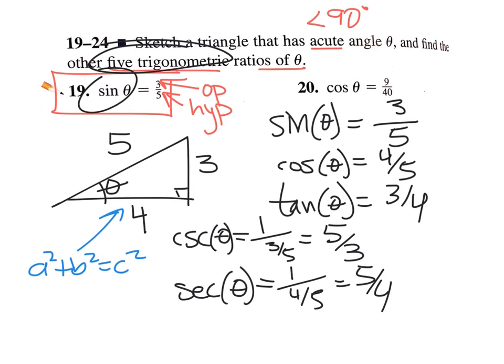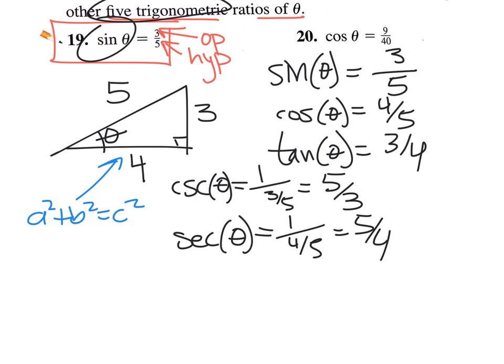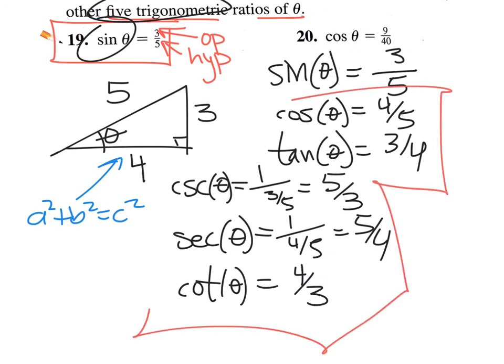And cotangent is 1 over the tangent, so 1 over this guy, and I'm just going to skip that step and say we would flip it, and it would be 4/3. So this is what the question is referring to by the other 5 trig ratios. We have a total of 6.